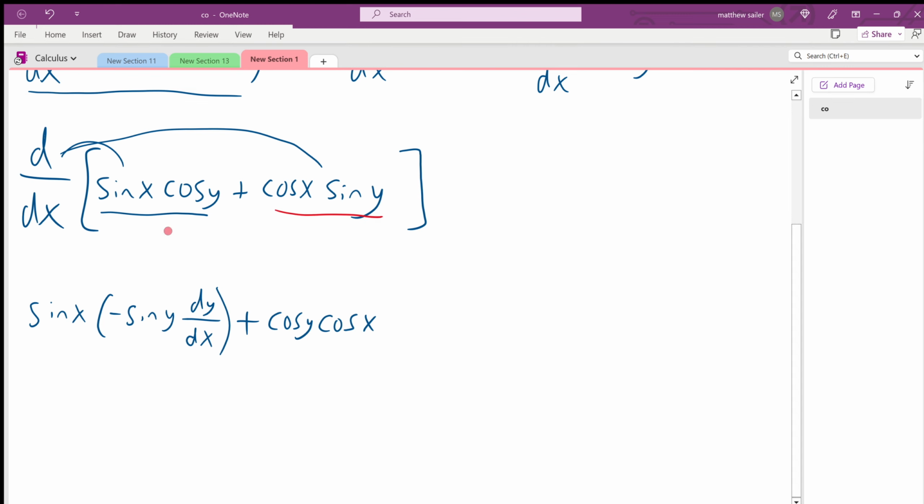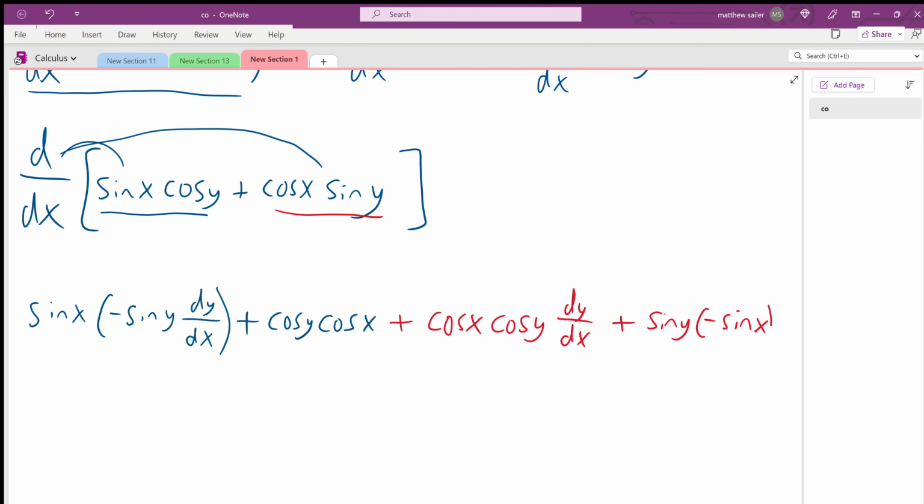So now we're going to do this part, cosine of x sine y. It's the exact same type of thing, the product rule. So we're going to start with cosine of x times the derivative of the second, so the derivative of sine of y is cosine of y dy dx, plus the second, so sine of y, times the derivative of the first, so negative sine of x. And that is this large derivative. That is the left-hand side.